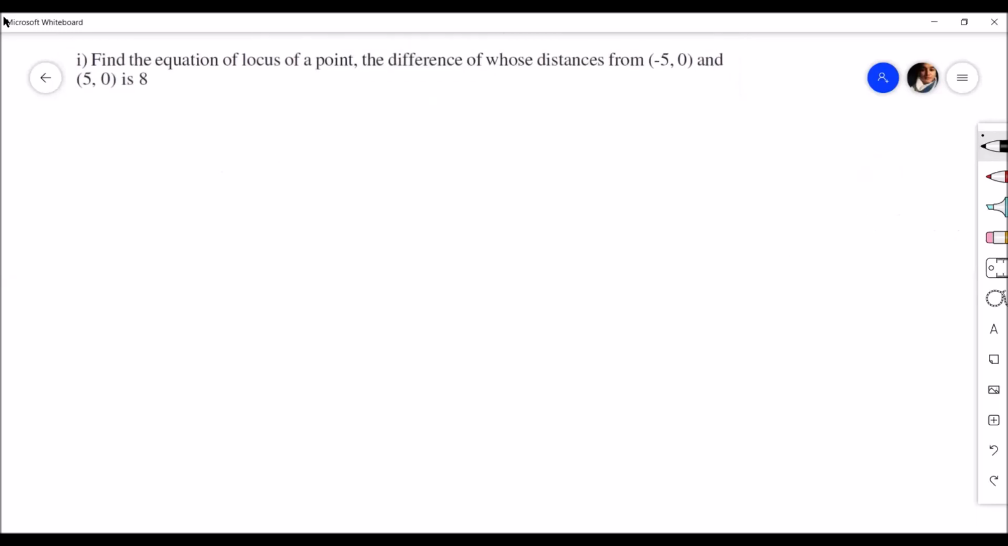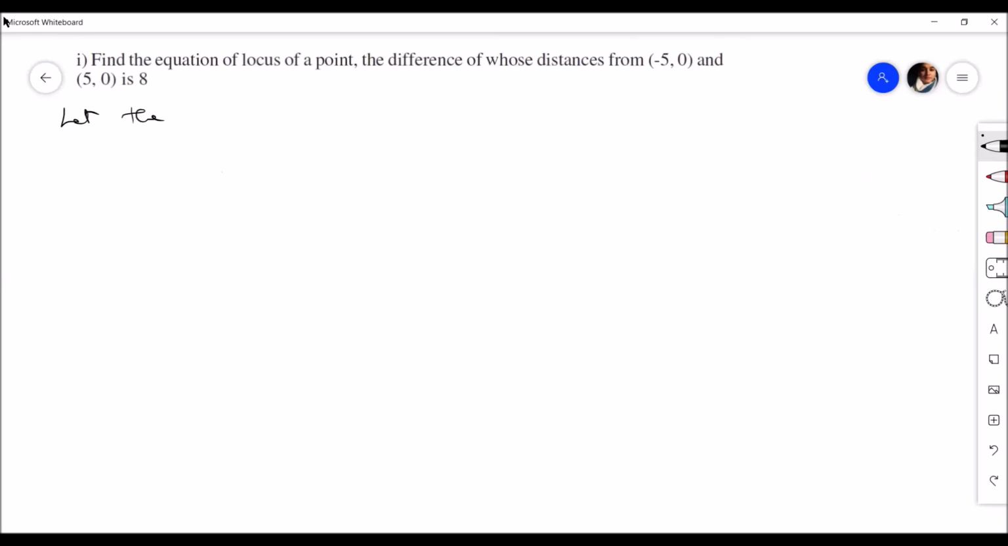Right. So the question asks you for a locus of a point, the difference of whose distances from a point minus 5 comma 0 and 5 comma 0 is 8. Okay. So the steps involved, all of you carefully understand the steps that are involved.